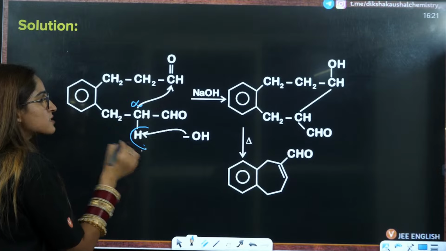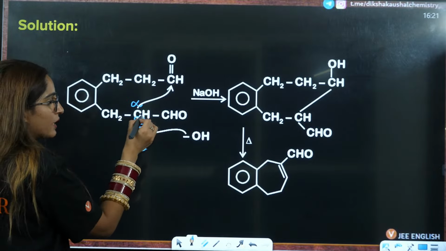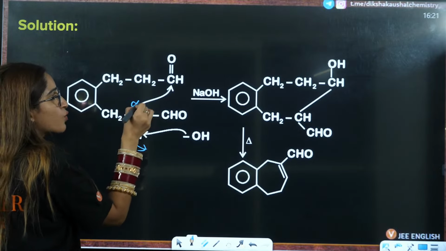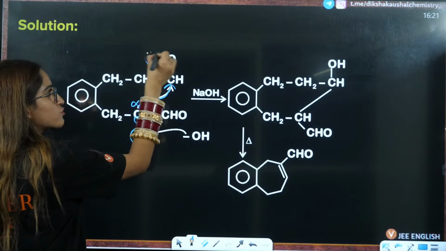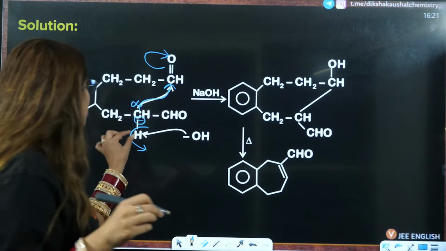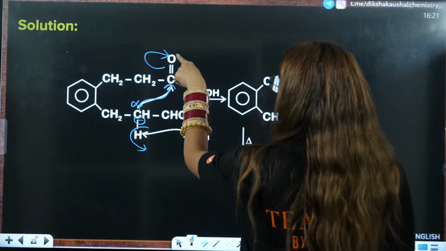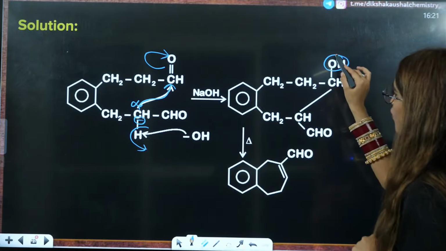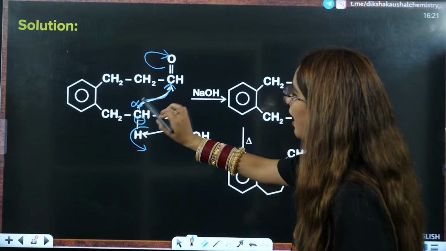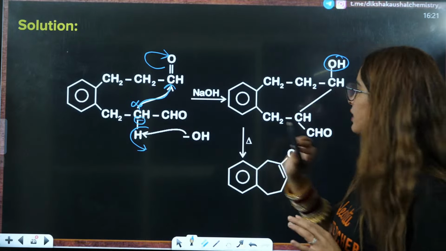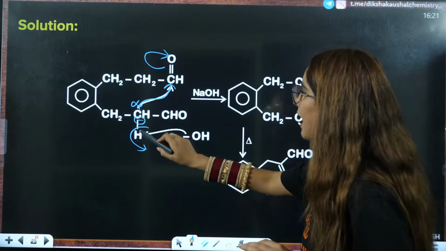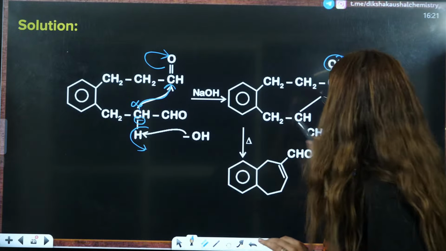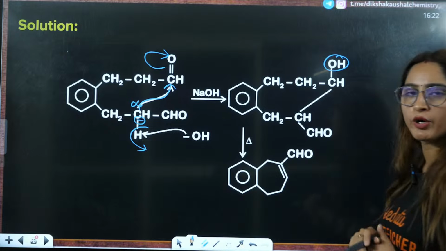When it abstracts this alpha proton, this will become negative, and this electron is going to attack on this. Electrons are going to jump here, and this H positive will be shifted to this side. So this will be converted to OH here. These two, alpha and carbonyl, are going to link together, and here you will have the CHO over here, and that is going to be your final answer.